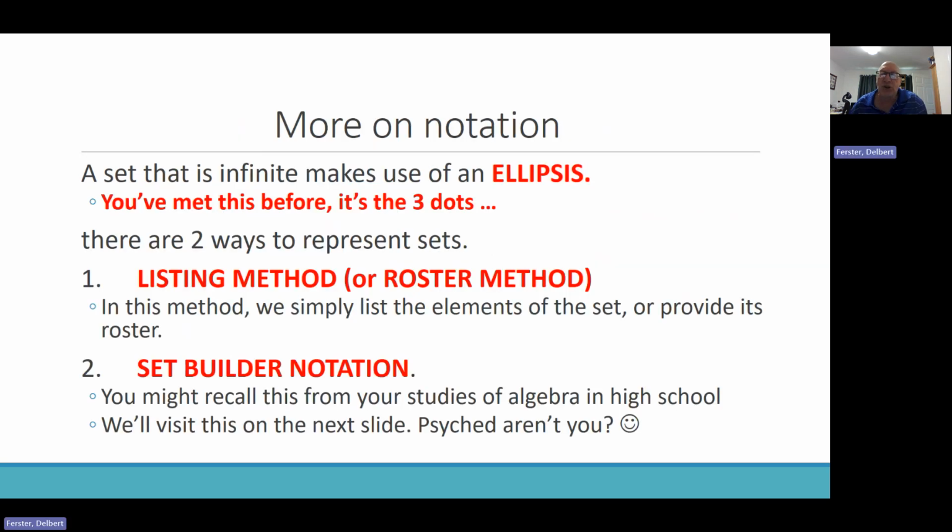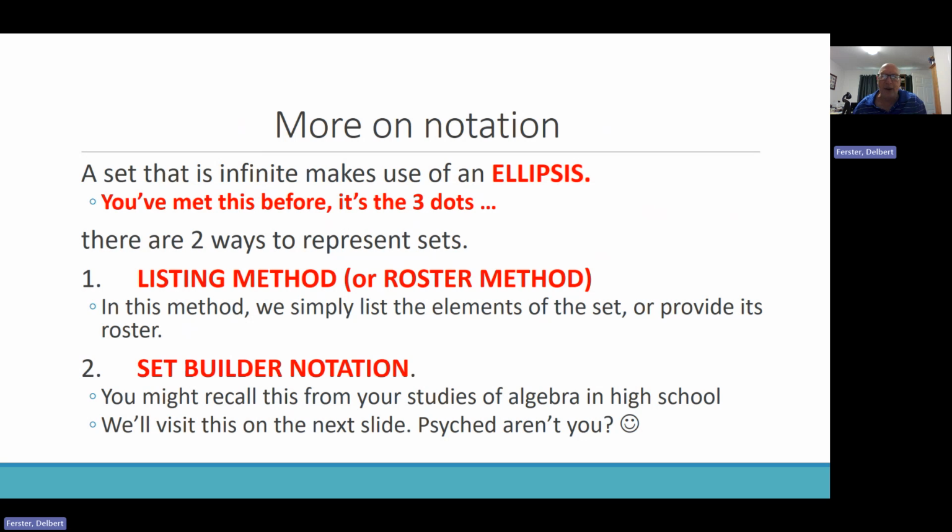More notations. We've met the ellipsis before. Generally it says the trend continues onward. Ways that we can represent sets: we can list them, provide the roster. That's kind of what we've seen in the last couple of examples. And we can also look at set builder notation.